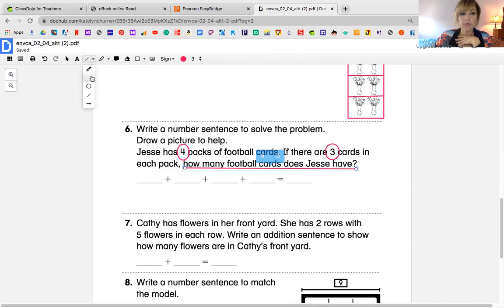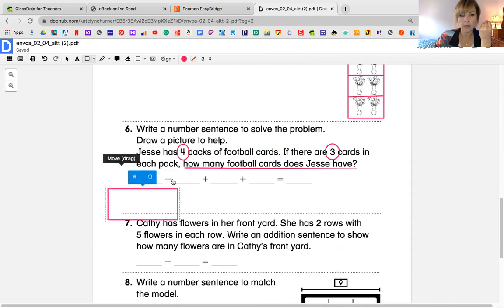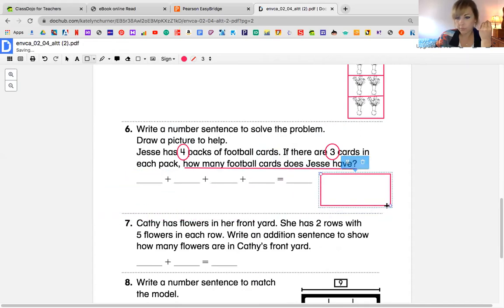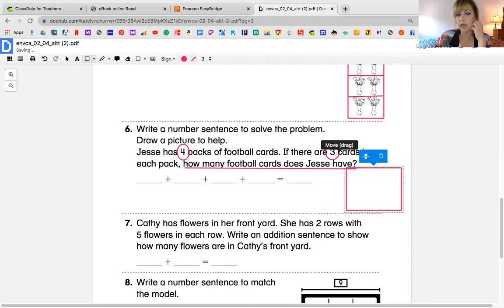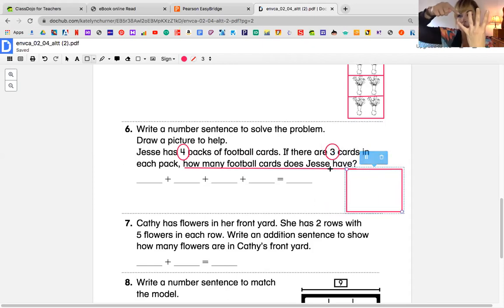Okay, so first things first, I need to make an array. I'm working with the numbers 4 and 3. Okay, I wonder if I have room right here. Let's see, I might have to put it right here. Okay, we'll put it right here. Okay, so it says that there are 4 packs, and in each pack there's 3. So there's 3 in this one, 3 in this one, 3 in this one, and 3.